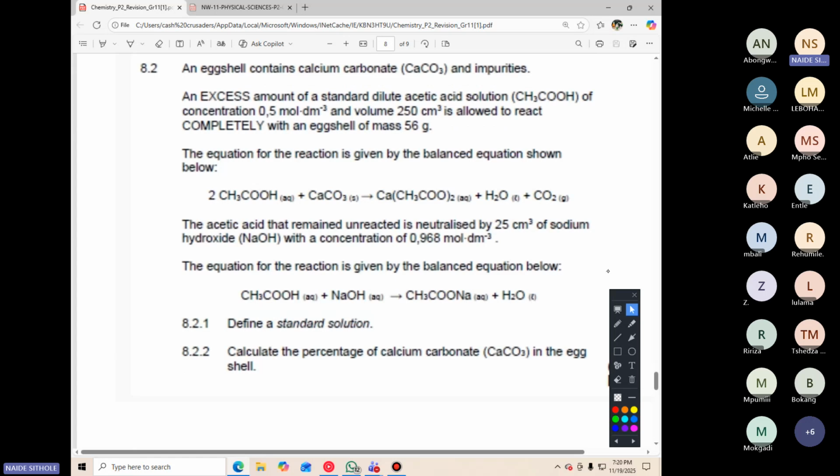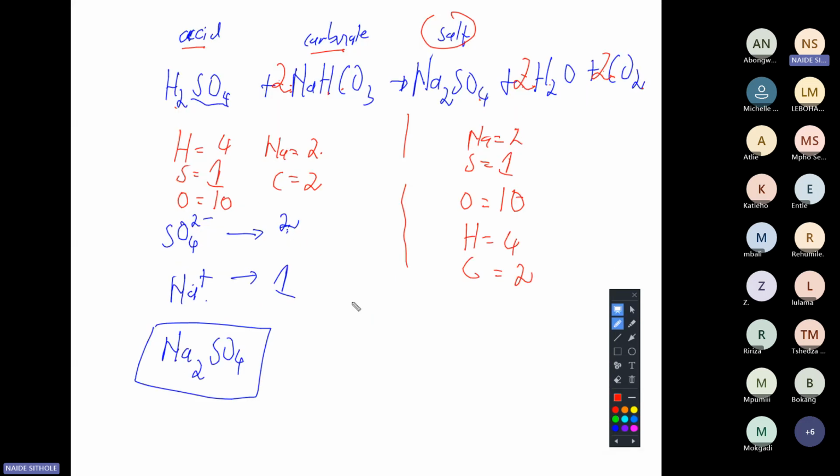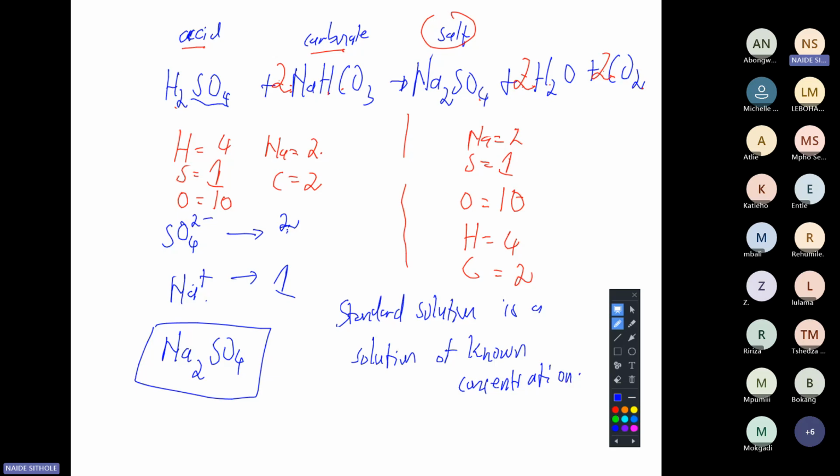Define a standard solution. I think we all know what a standard solution is. If you don't know, please note it down. A standard solution is a solution of known concentration. So it's a solution whereby the concentration is known, right? So a standard solution is a solution of known concentration.